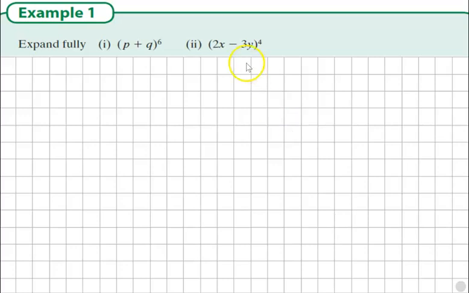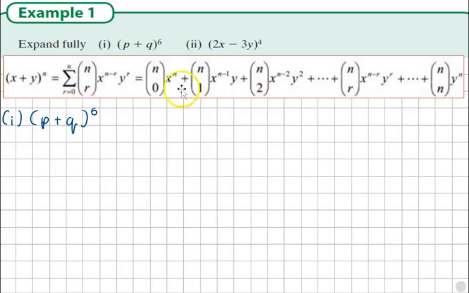So example 1: expand fully (p plus q) to the power 6 and (2x minus 3y) to the power 4. So I've just taken a screenshot from the formula book, and we're going to work out (p plus q) to the power 6. So the x in our formula is p. The y in our formula is equal to q. And the n in our formula is equal to 6.